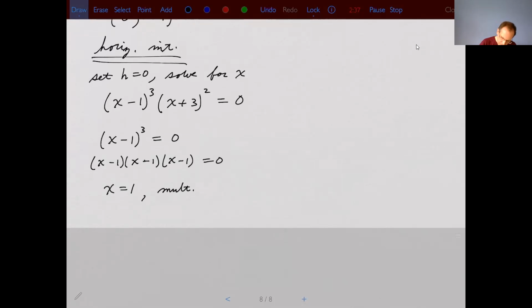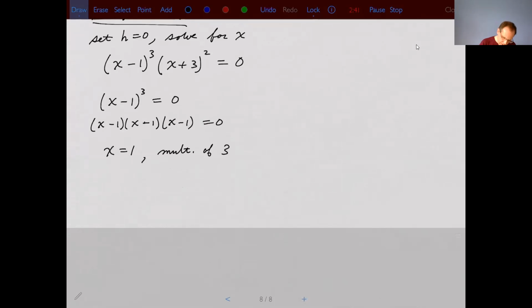I'll just write multiplicity 3. So the root is going to be, or the horizontal intercept is going to be (1, 0). The root is 1. So we say the horizontal intercept is (1, 0). But it has a multiplicity of 3 because really I'm getting x equals 1 three times, right? And the easy way to determine that is from the exponent. Remember, when the exponent is a 3, then it's a triple root.